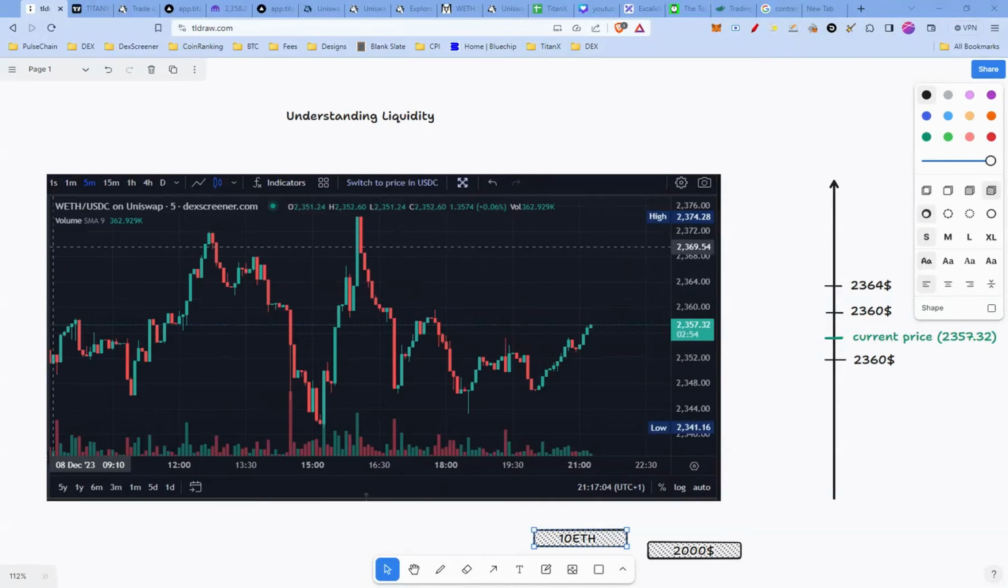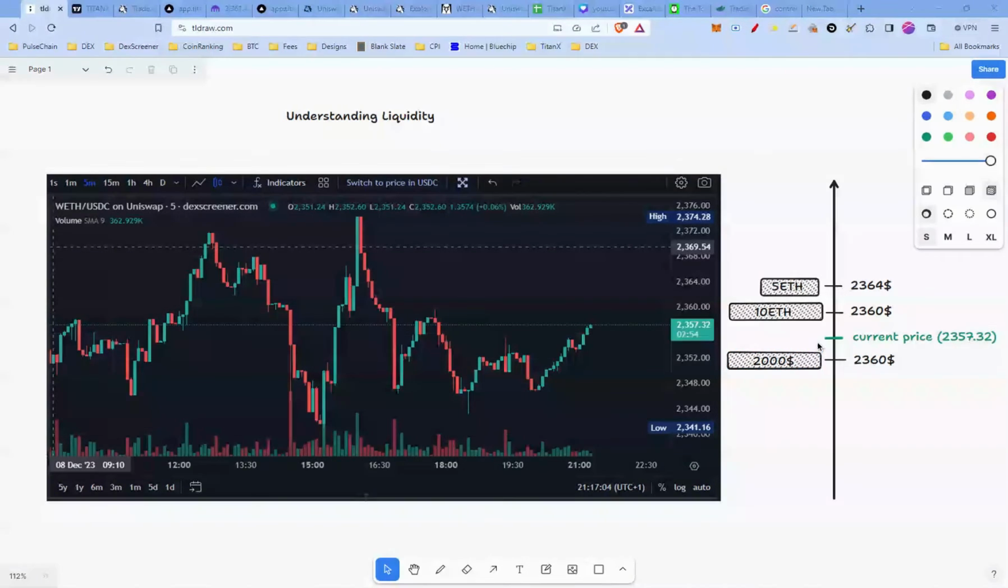To understand liquidity, a quick example. Let's say you have 10 ETH and the current price is 2,357.32. You want to sell it at a higher price, and you want to sell it at 2,360. In a traditional market, that's what's called a limit order. Let's say there's a second person who wants to sell 5 ETH at 2,364. And let's say there's another person who has $2,000 and wants to buy ETH.